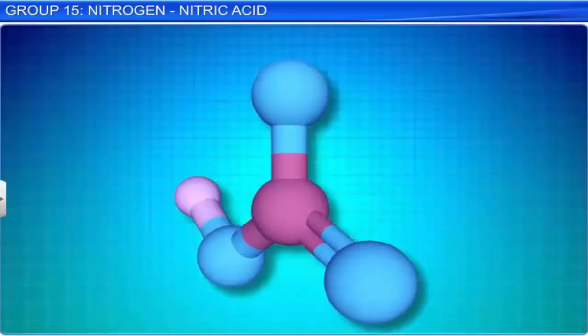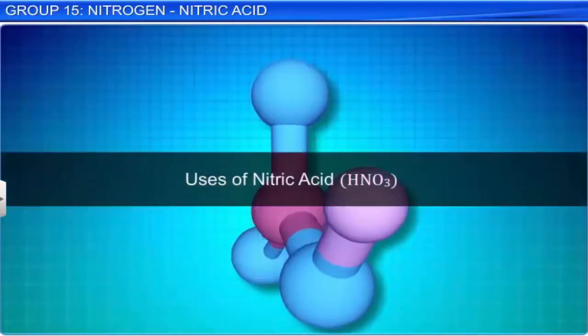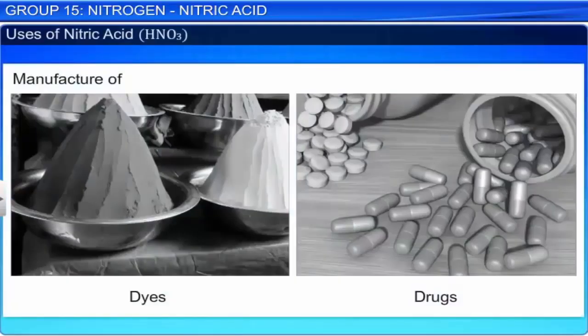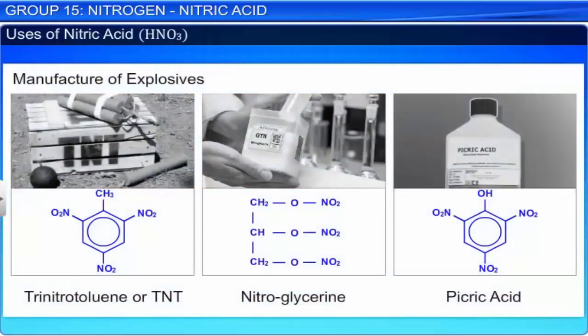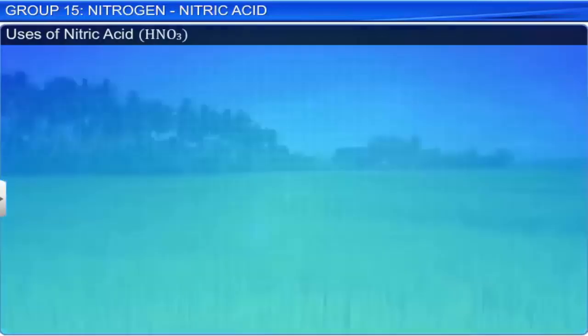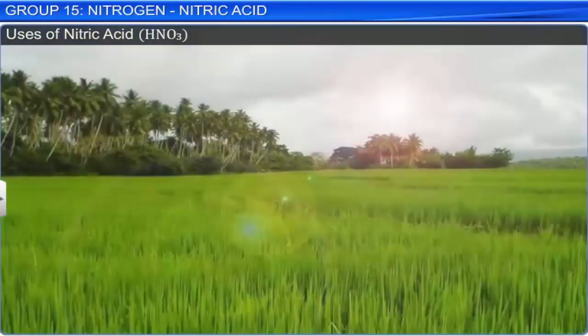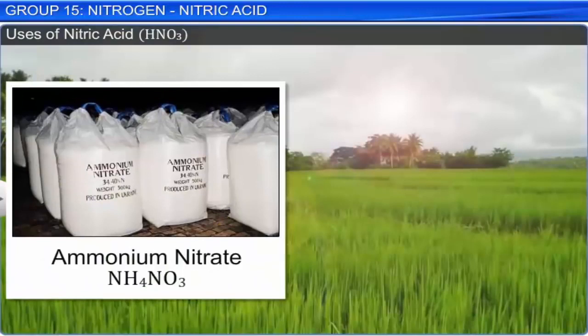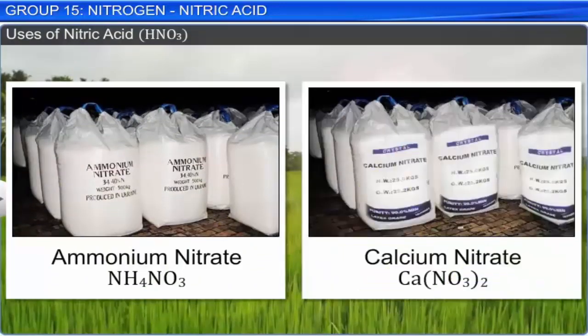Let us now turn to the uses of nitric acid. Nitric acid is widely used in the manufacture of dyes and drugs, as well as explosives such as trinitrotoluene or TNT, nitroglycerine, and picric acid. The salts of nitric acid, such as ammonium nitrate and calcium nitrate, are used as important fertilizers.